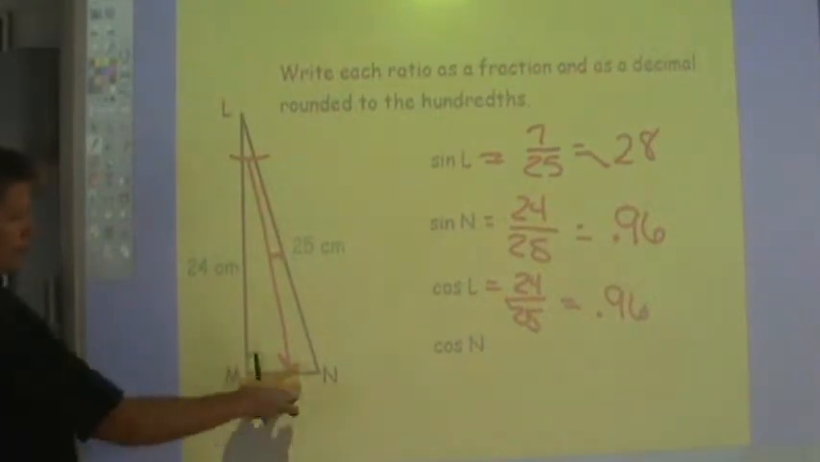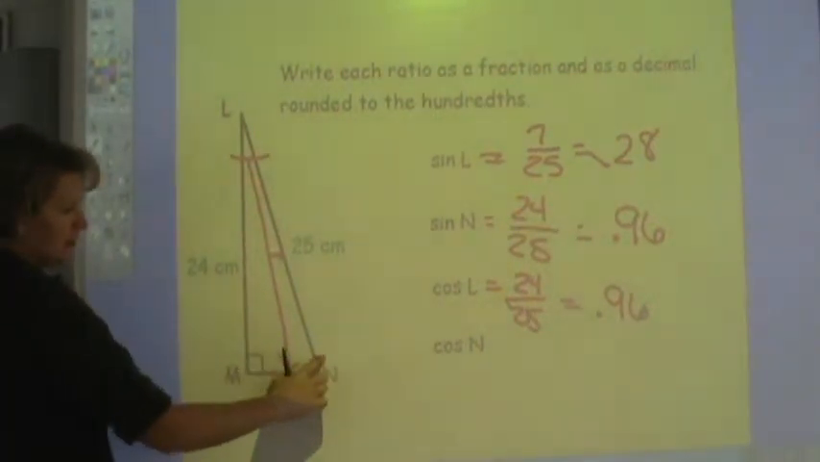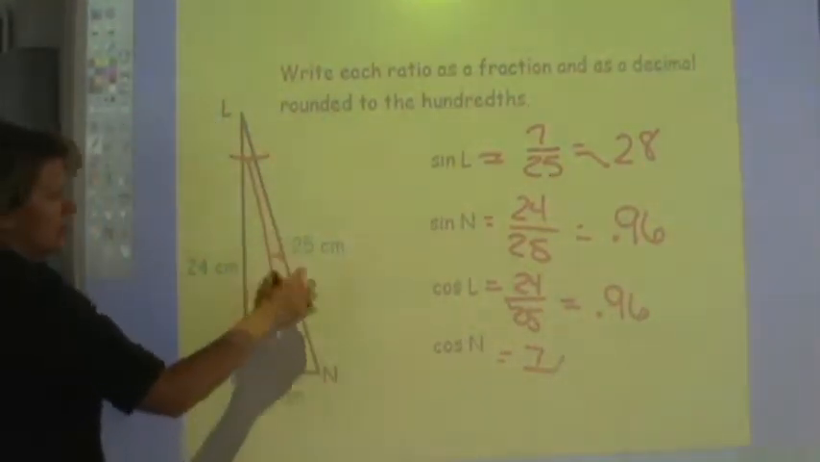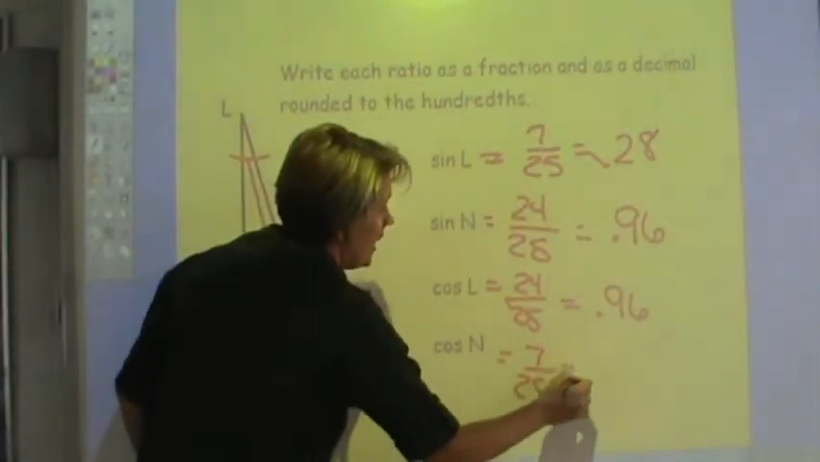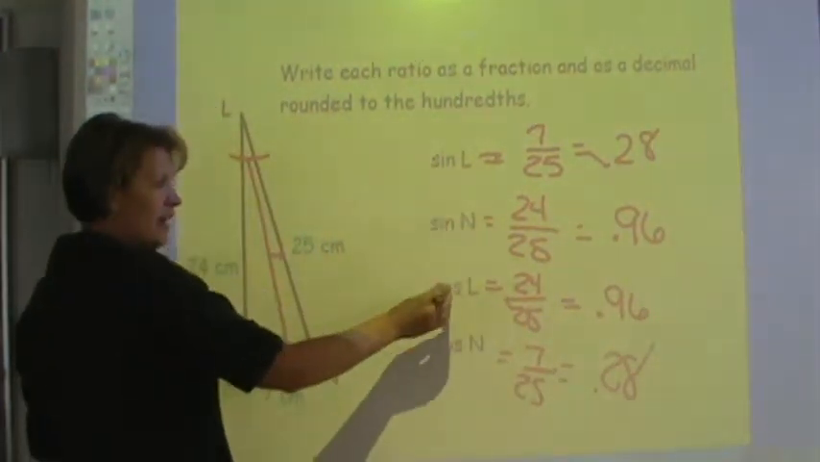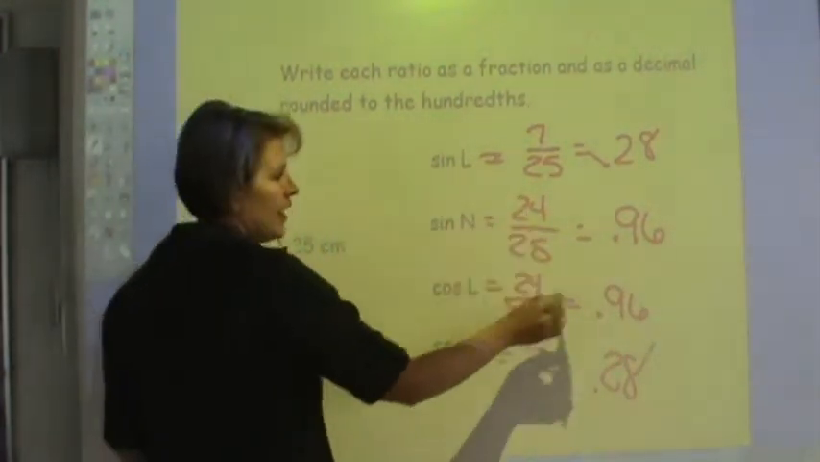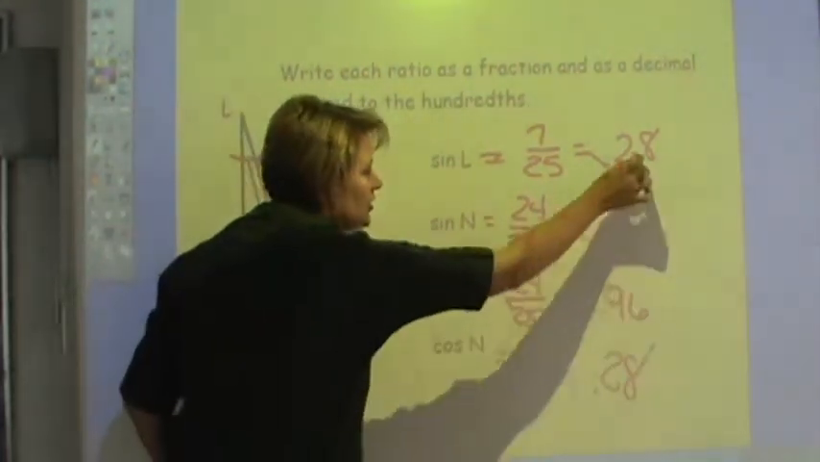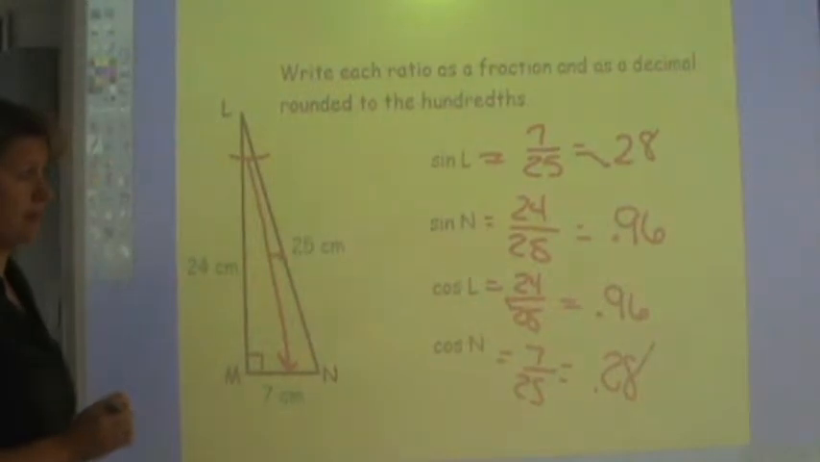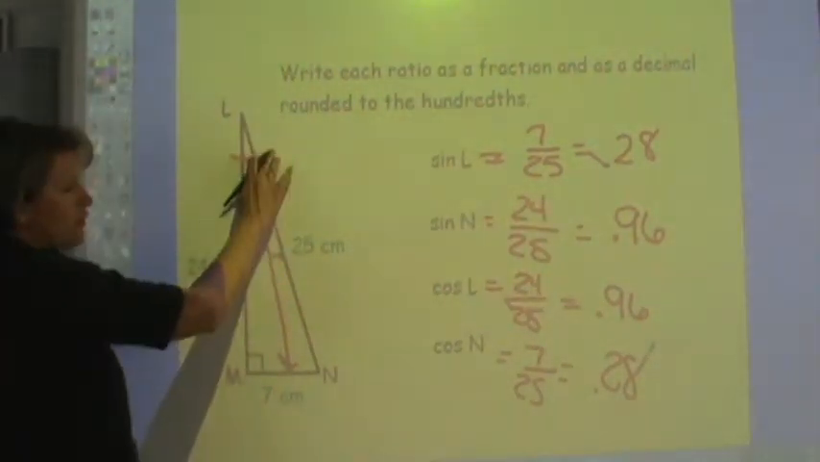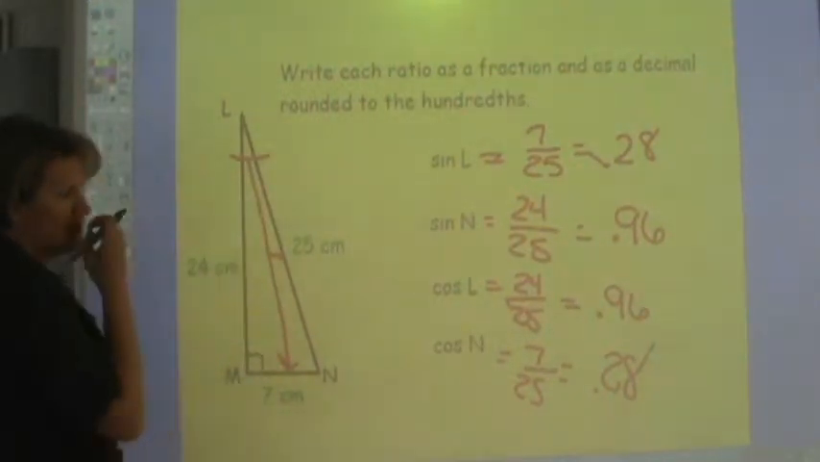And then cosine of N is adjacent, 7 over hypotenuse, 25. And I'm sure you noticed that sine of N and cosine of L are the same fraction and the same decimal. Sine of L and cosine of N are also the same decimal. That should happen, okay? Because we always have hypotenuse on the bottom, and it just depends where you're looking from, if it's opposite or if it's adjacent.